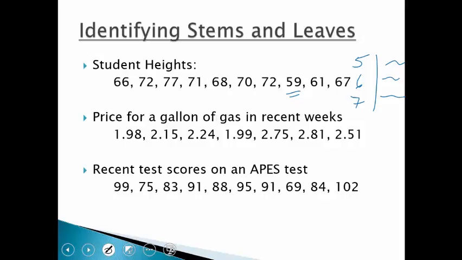Price for a gallon of gas in recent weeks. Well, here's one where all of a sudden maybe the stems could actually be the dollars, and then the leaves could be the cents, right? And the legend or the key will tell people that.